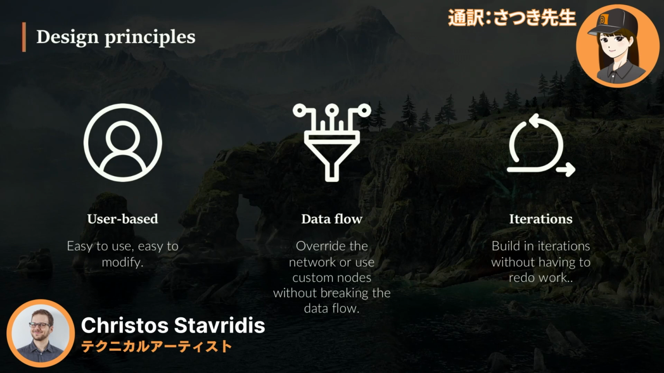We also design the tools to work in conjunction to one another. Even though different tools have different functions, when you use them together, there needs to be data flow. We use neutral format data so you can override that and use your own nodes at any point in the pipeline without breaking the data flow.